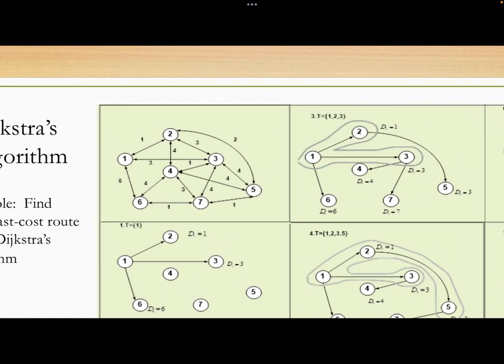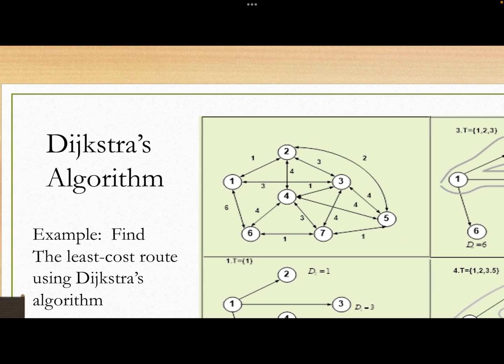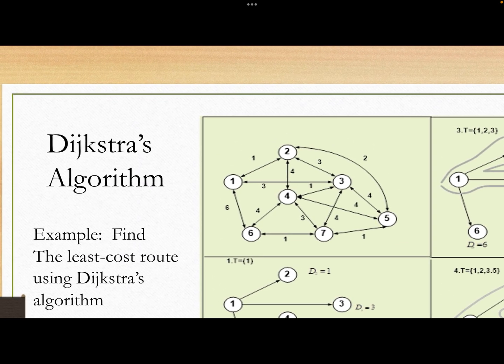Then you look at the examples. Suppose this is the network given, and the source node is 1. Then you see that there is two-way communication, because the arrows go in 2 directions, so you have two-way communications like this. So the cost from 1 to 2 and 2 to 1 is the same, equal to 1.